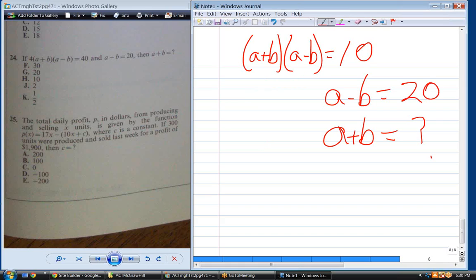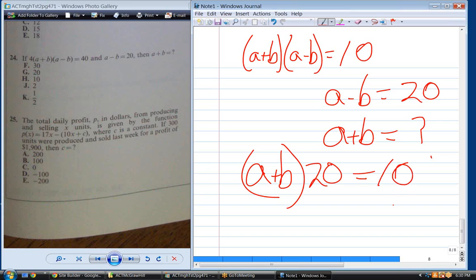So now what should I do? Substitute 20 for A minus B. So we get A plus B times 20 equals 10. Now what's the next step? Subtract 20. Divide by 20. Oh, because you're timesing it.